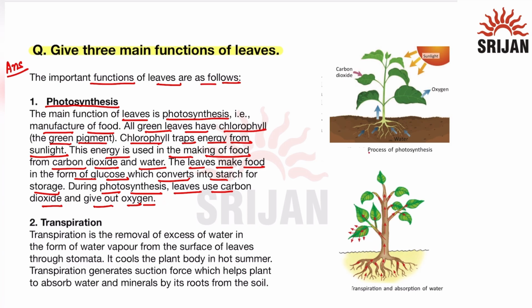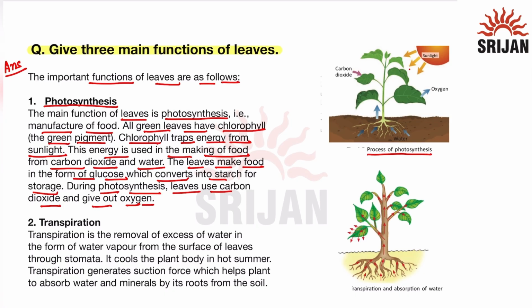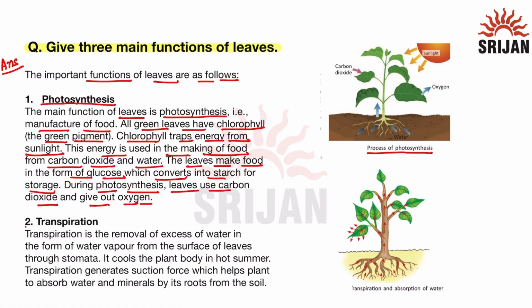We can see the diagram which is given here, which shows the process of photosynthesis. So the leaves which are performing photosynthesis from the energy of sunlight are converting the carbon dioxide and the water to food, and they give out oxygen as a product of photosynthesis into the atmosphere. Now let us read about the second function, that is transpiration.